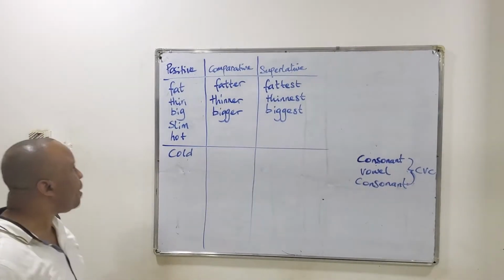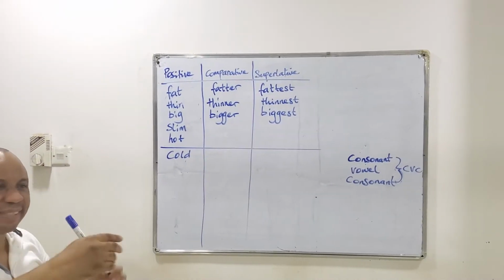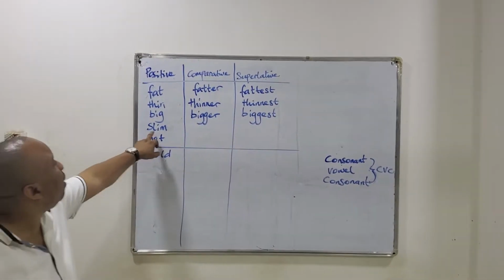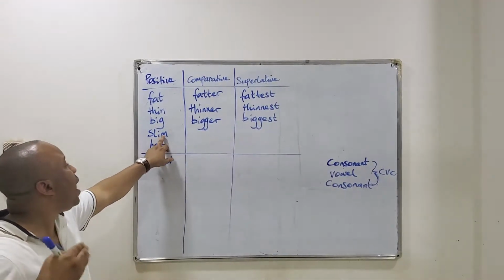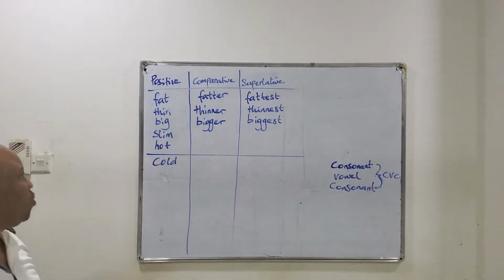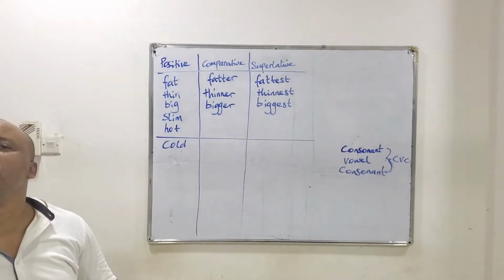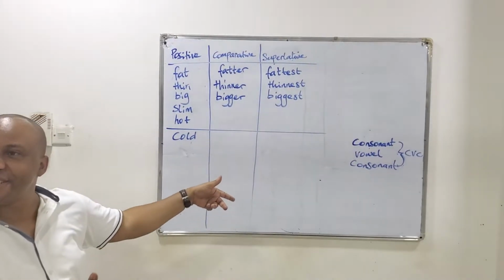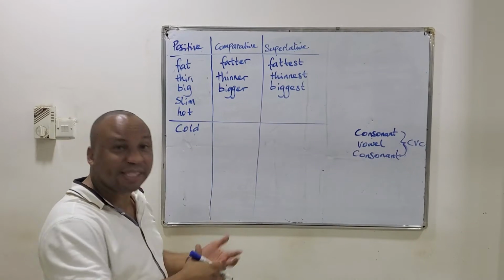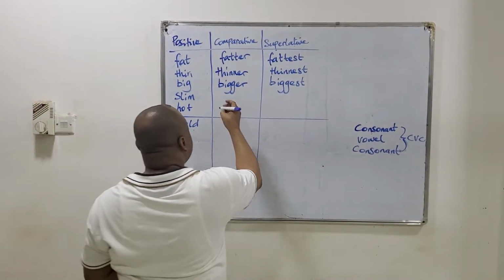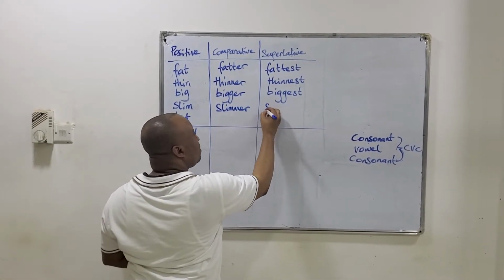Now we look at the next word, slim. Let's look at the last three letters. L is a consonant. I, a vowel. M, a consonant. So, do these three letters correspond to CVC? Yes, they do. So, what do we do in this case? We double the last letter M before adding ER to the adjective in the comparative form. So, slim becomes slimmer. And the superlative, slimmest.